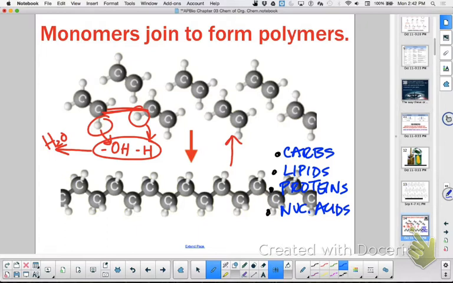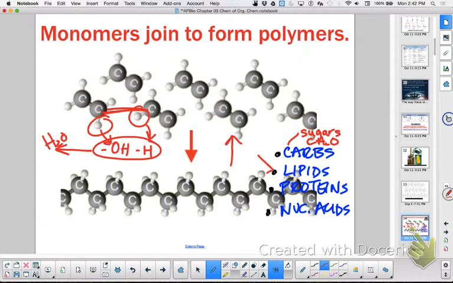All right, you ready? So you could tell me that the monomer for carbs are what? Sugars. Beautiful. How could I always recognize a formula for a carbohydrate? CH2O, carbohydrate, right? Okay. Now lipids.